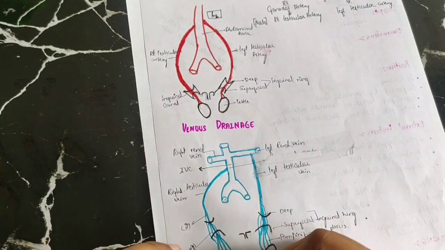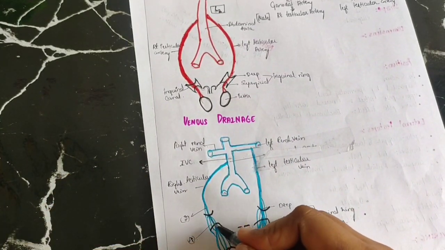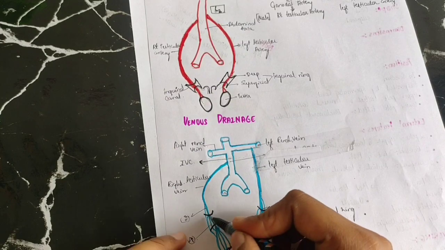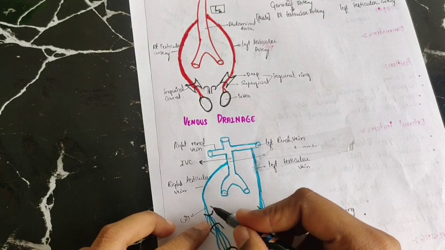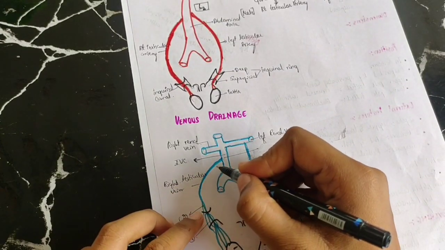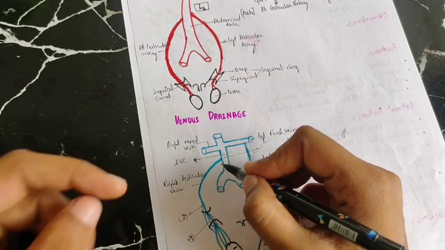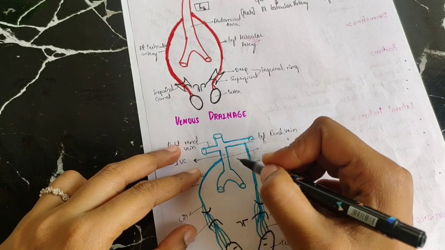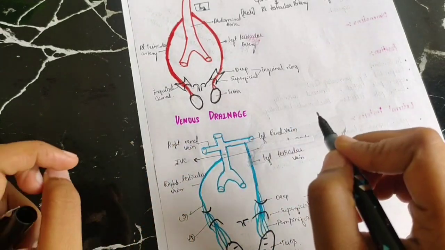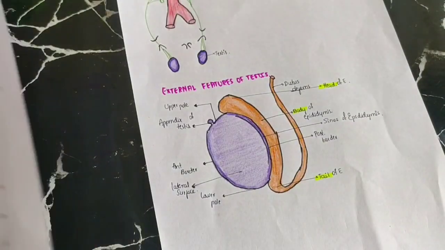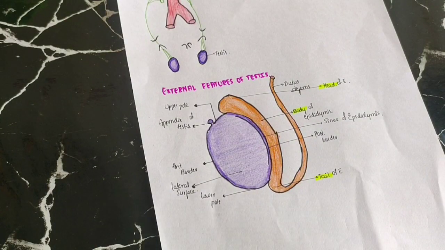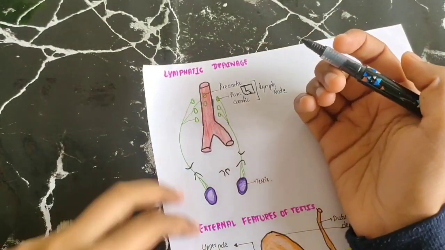Whereas on the right side, the pampiniform plexus drains into four major veins. From there it drains into two separate veins after crossing the deep inguinal ring. Then it drains into the right testicular vein, which drains directly into the inferior vena cava. This is the venous drainage of the testis, and you have to learn the lymphatic drainage separately, which is important for a 3-mark question.